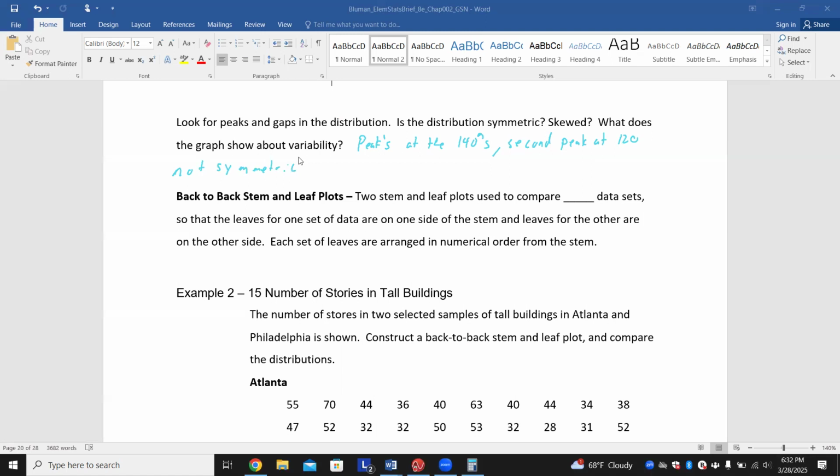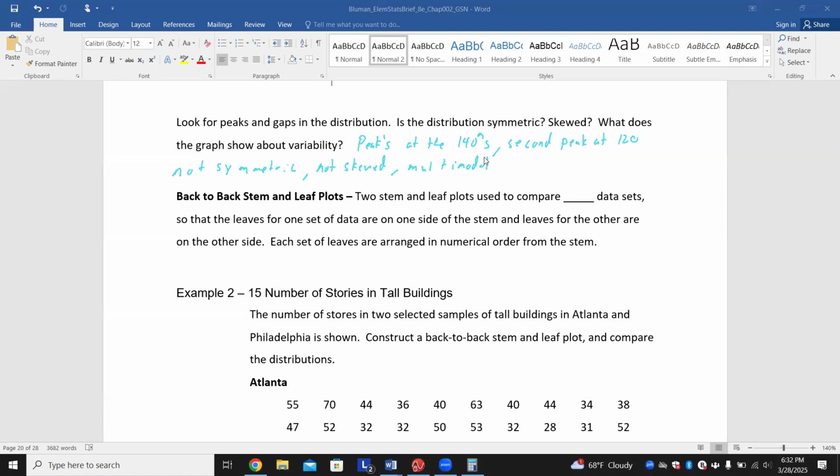And in reality, it also doesn't look very skewed either. So I don't see anything going more left or right since the data is kind of set there in the middle. So I'm going to go with not skewed. Because there are 2 pretty big peaks, I would say this is multimodal. So again, multimodal, since there were 2 peaks, not next to each other.